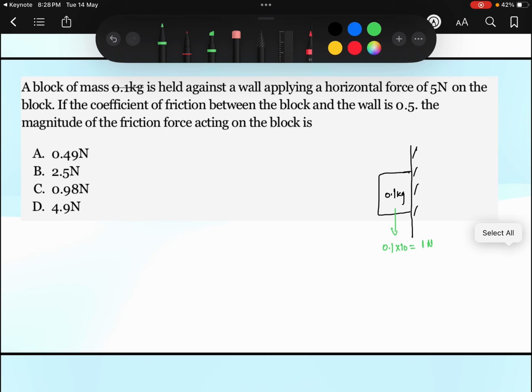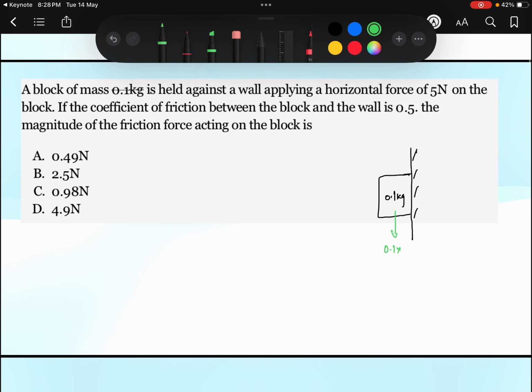So here if I take the value of gravity as 9.8, because the options are according to that, then 0.1 multiplied by 9.8 gives 0.98 Newton. That is the force acting in the downward direction. And what is the scene here? It is applying a force of 5 Newton in this direction to keep this block stationary. So this value of F is 5 Newton. Obviously there will be some friction force acting on this block that will be balancing this 0.98 Newton.